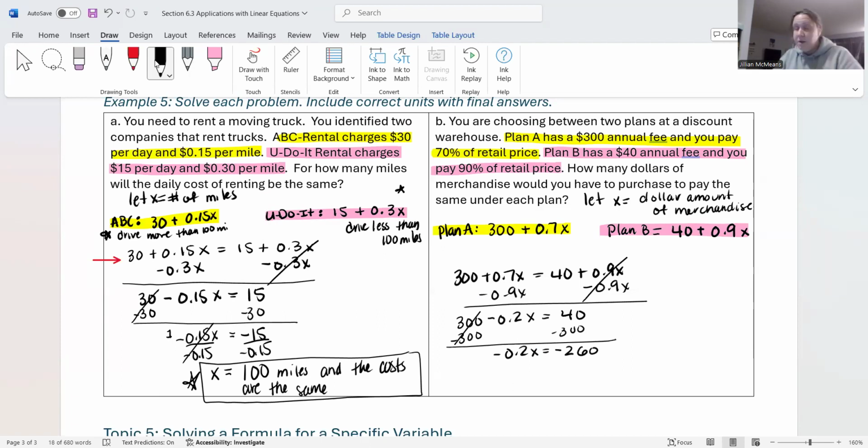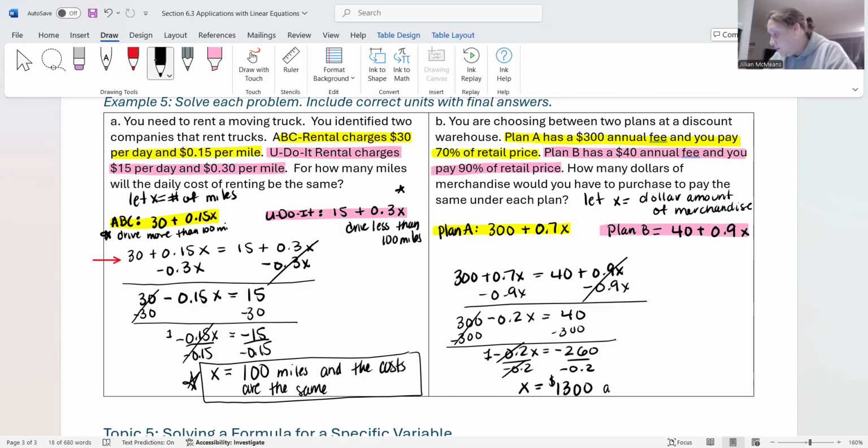And finally, we have a single variable term equaling a single constant term. We need to undo the multiplication of negative 0.2 and x. So I would divide. All right, so negative 0.2 divided by itself is just 1. We would say they cancel. 1 times x is just x. And then negative 260 divided by negative 0.2, and I get $1,300. So that is the amount of merchandise you would have to purchase for the plans to be the same.